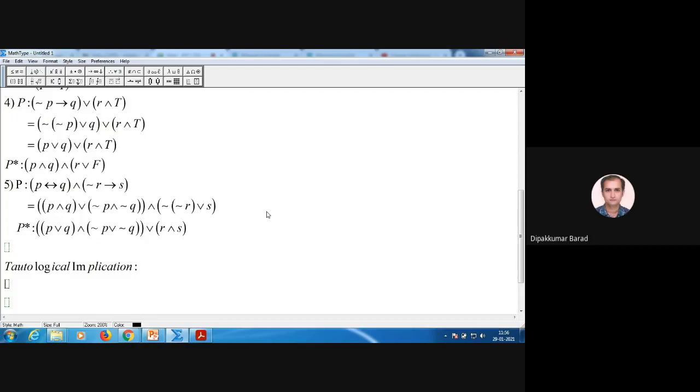Tautological implication, is it clear? Suppose you have statements P and Q, then P implies Q. If you get P implies Q is a tautology, then we can say it is a tautological implication. Here P might be any statement, like not P implies Q or R and T, and another statement Q you have. Then for that, if you get P implies Q, which is a tautology, we can say that it is a tautological implication.